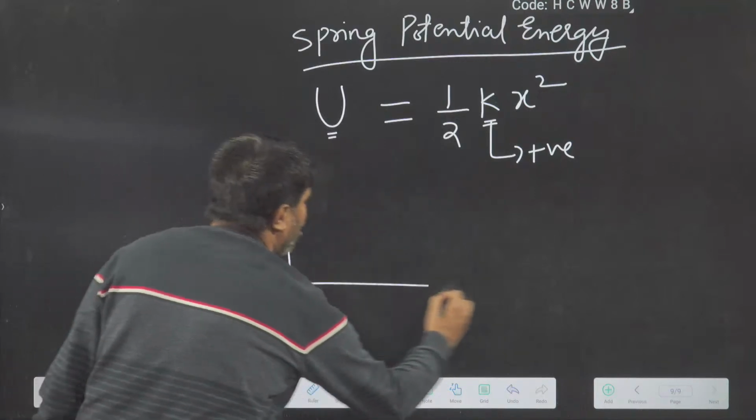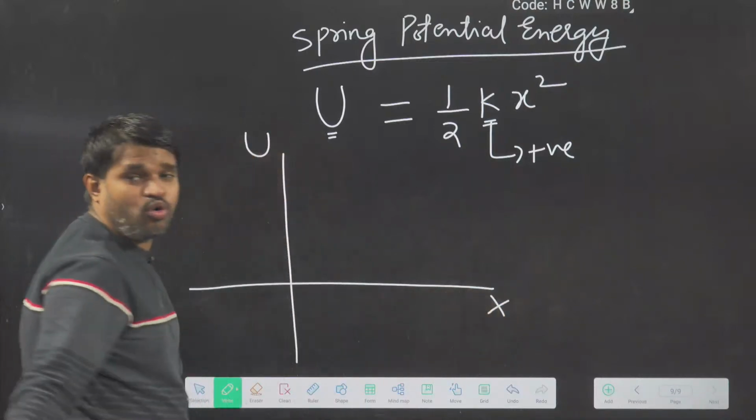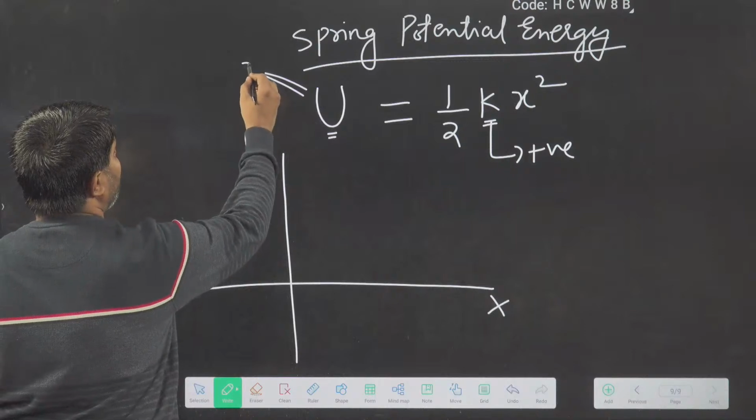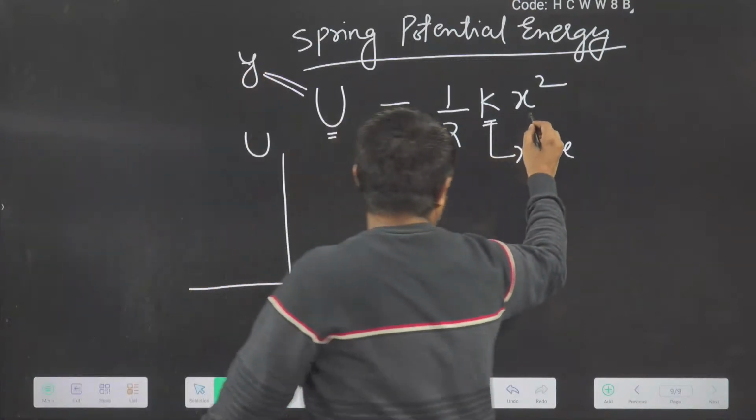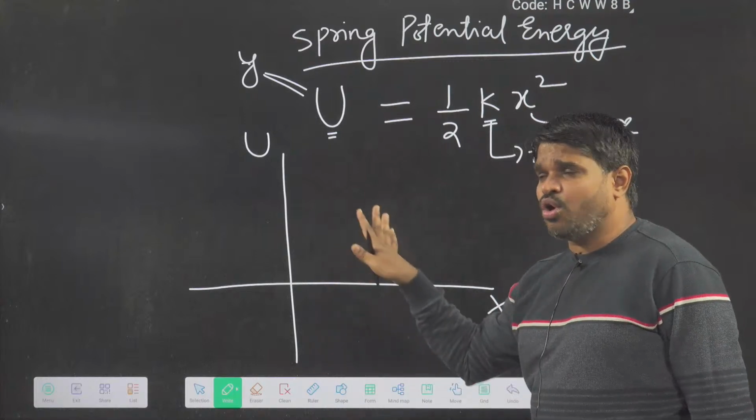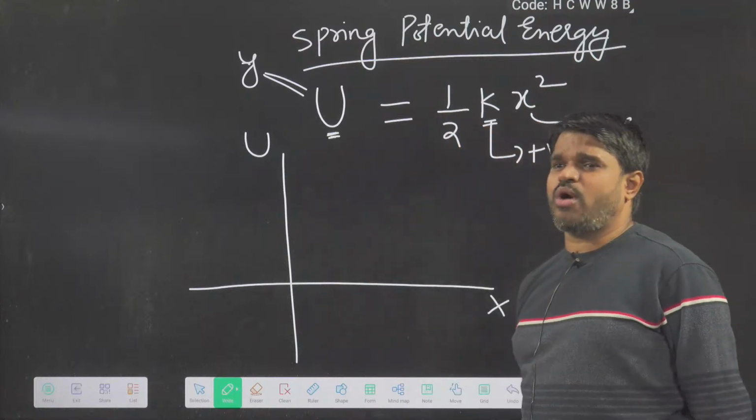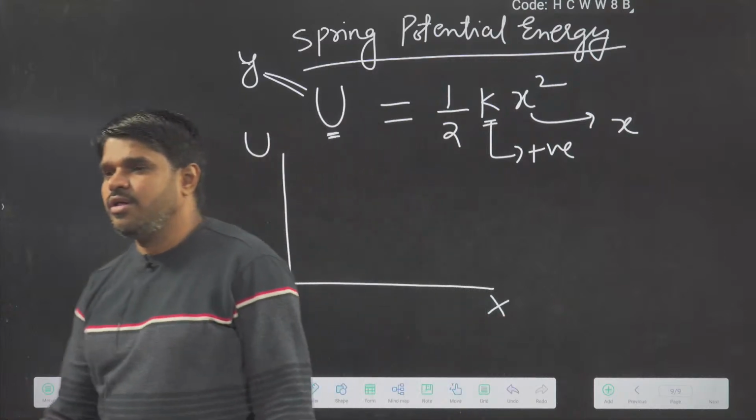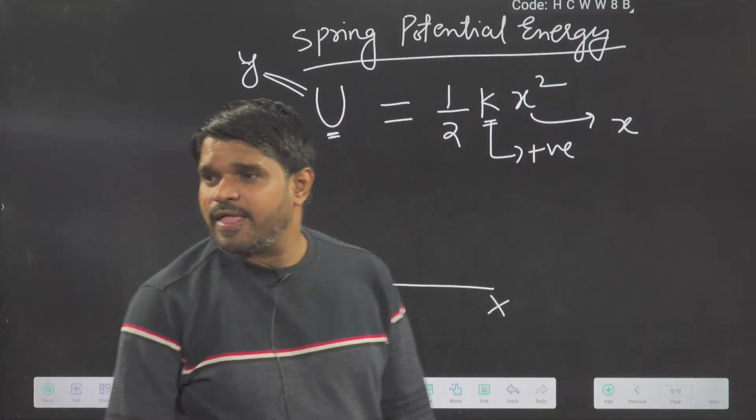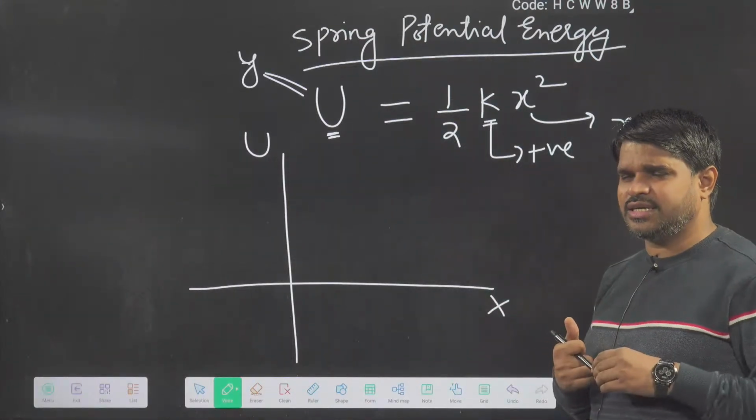I want to draw the potential energy versus x graph. So potential energy I am keeping on the Y axis and x on the X axis. So here U equals half k x square. Everyone draw U equals half k x squared. Okay, I will rediscuss it.